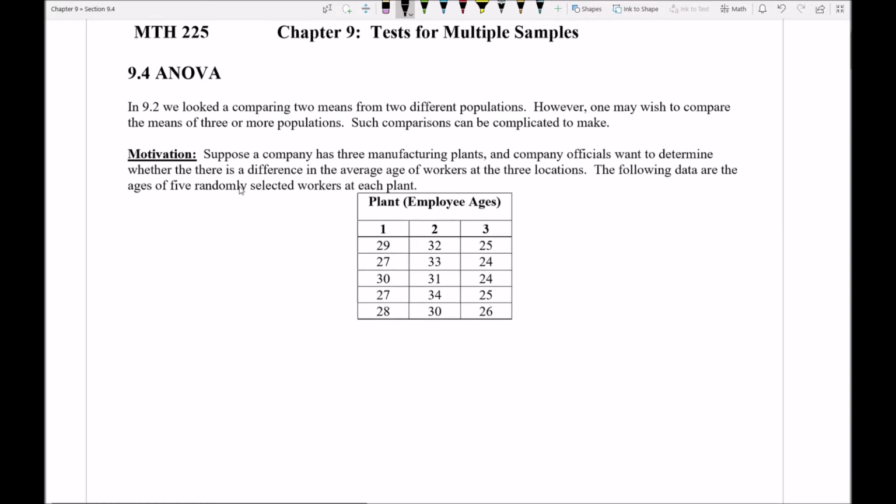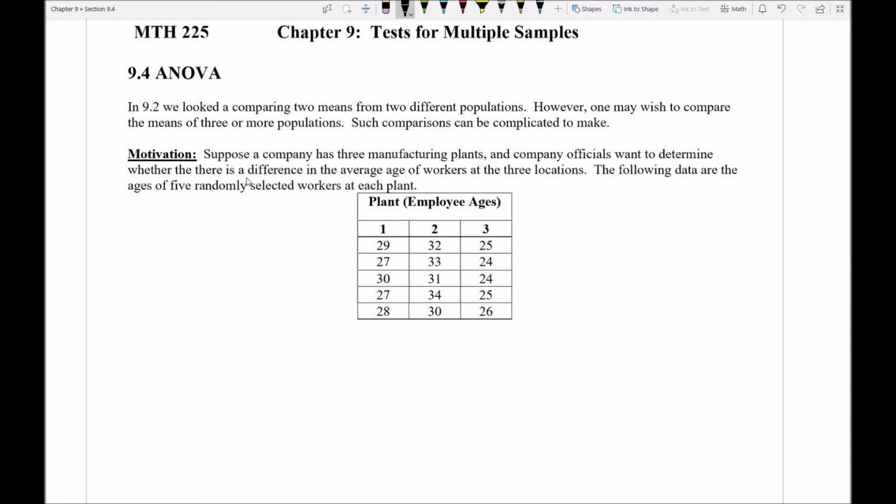Well, suppose we have the following motivating scenario. Suppose a company has 3 manufacturing plants, okay? Call it plant 1, plant 2, and plant 3. And the company officials want to determine whether there's a difference in the average age of the workers at the 3 locations. Maybe they're concerned about something, like do they have people that are planning on retiring sooner than others, but they might want this information for some reason.